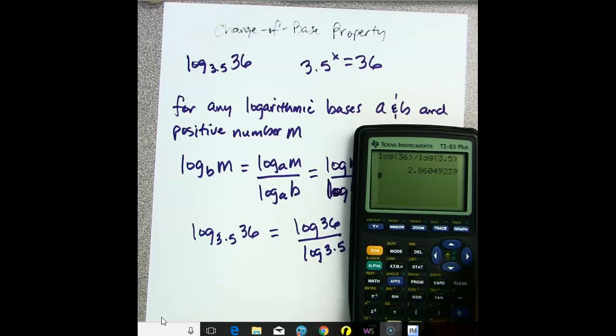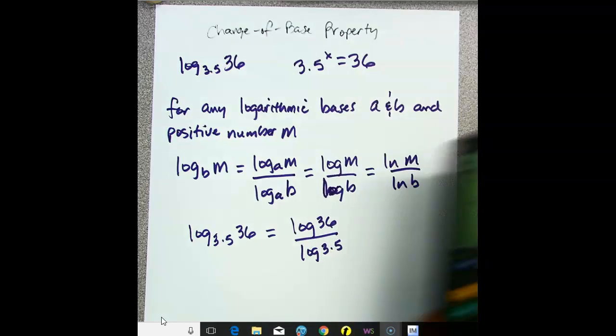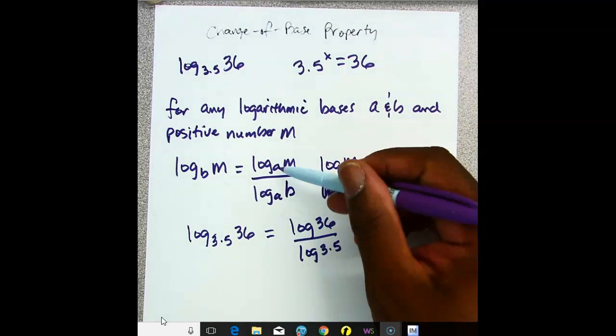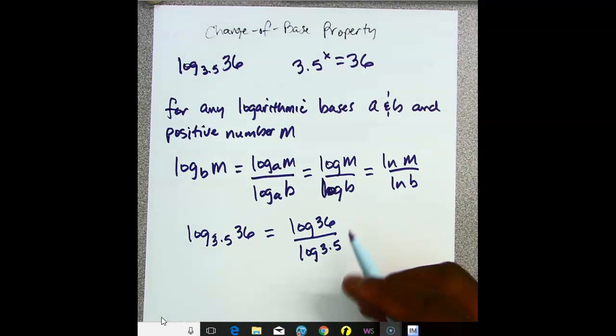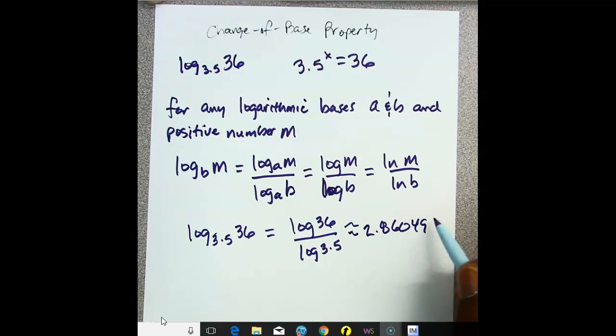Now I told you have an option. If we were to evaluate this using natural log, it's the natural log of 36 divided by the natural log of 3.5. And look at that, we still get the same value. As a matter of fact, it really doesn't matter what base you change it to. As long as they're the same in the numerator and the denominator, we can use our change of base property. So this value is approximately equal to 2.86049239.